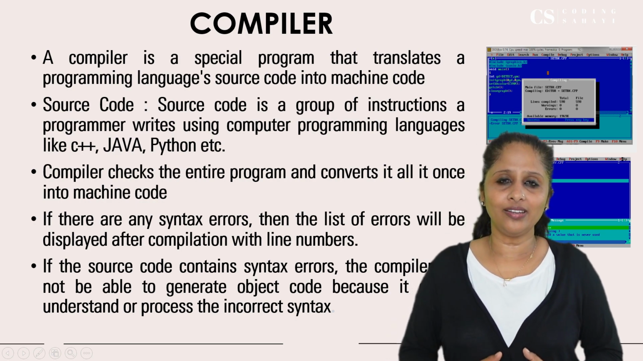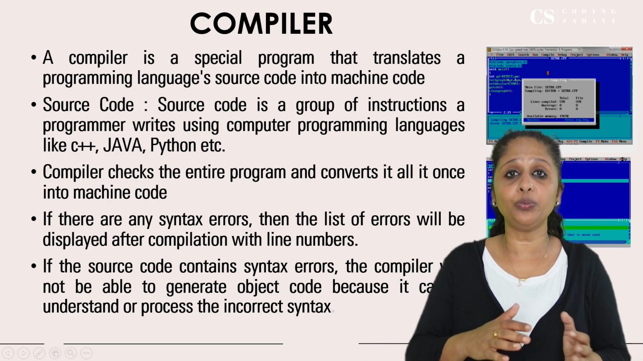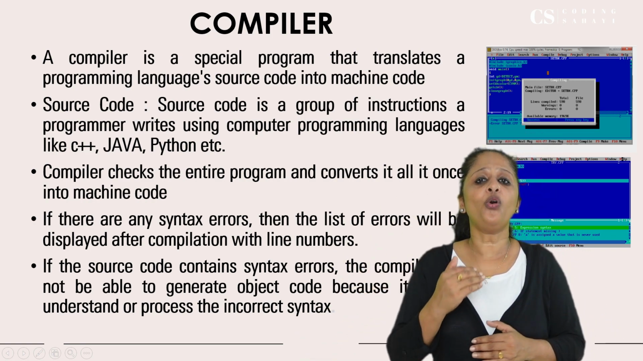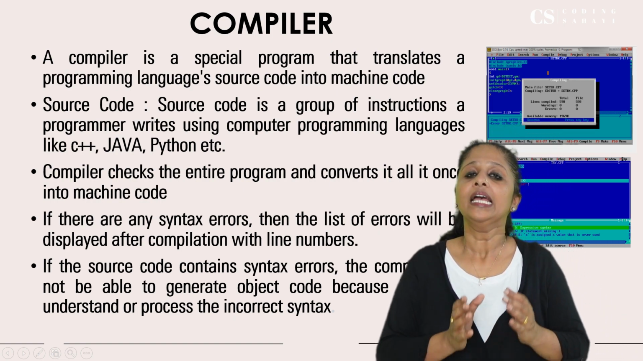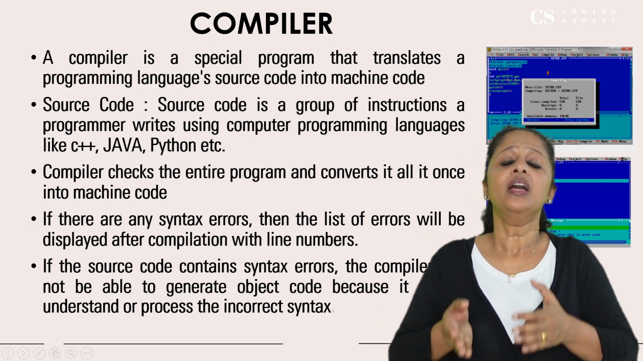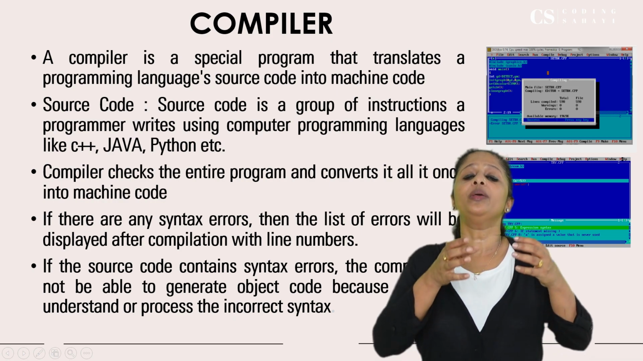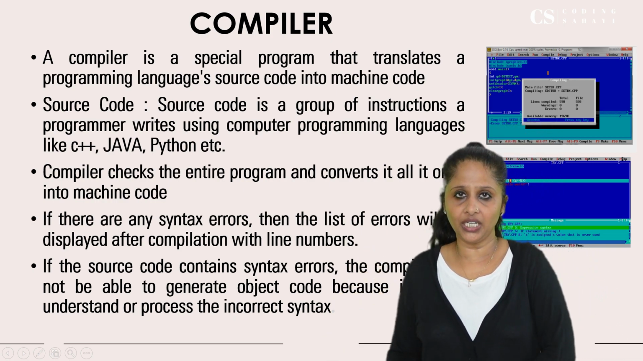As I told you earlier, the programs written in a high-level language should be translated to machine language. For that we use a special software called a compiler. A compiler is a special program which is used to convert the source code, or the programs written in a high-level language, to its machine code.